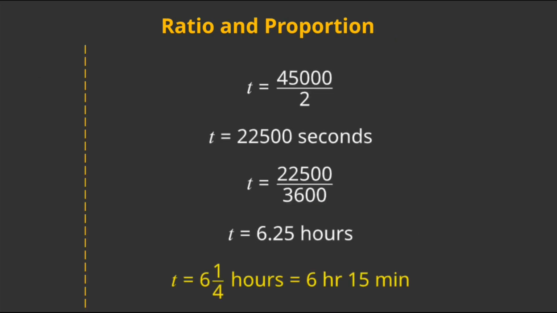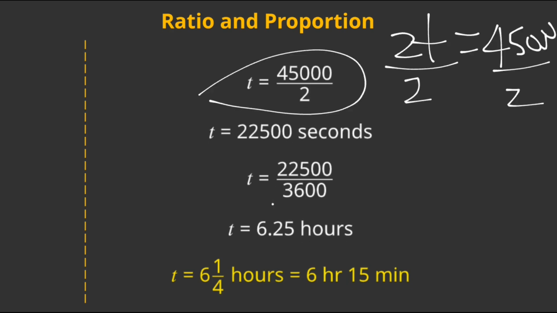So after cross multiplying, I'm going to have t will be 45,000 divided by 2. So t equals to 22,500 seconds, and we can divide that by 3,600 to break it to hours. You could stop here, for example, because this is time in seconds, but we could get the time in hours as 6.25 hours, and that means 6 hours 15 minutes.